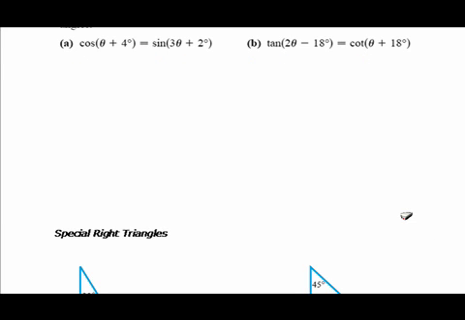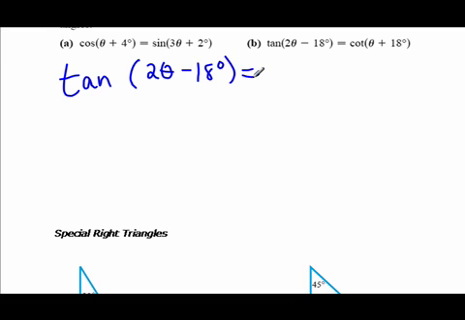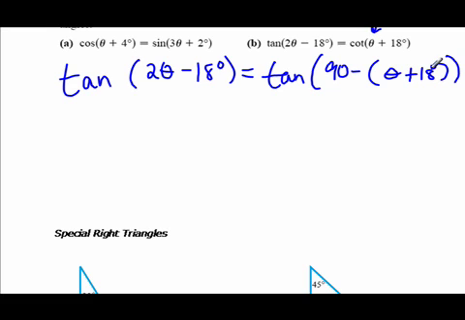So I'm going to choose to change cotangent to tangent. I'm going to leave the left side alone. So we have tangent of 2 theta minus 18. I'm going to say that's going to equal... Now the right hand side, I'm going to change this cotangent in terms of tangent. So the cotangent of that angle equals the tangent of its complement. And then the rest is just like the last problem.